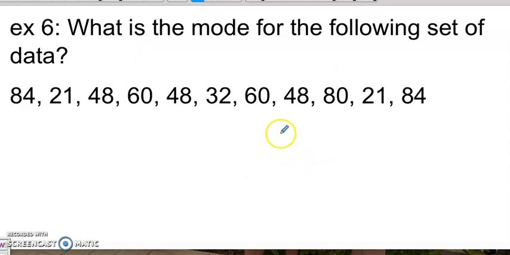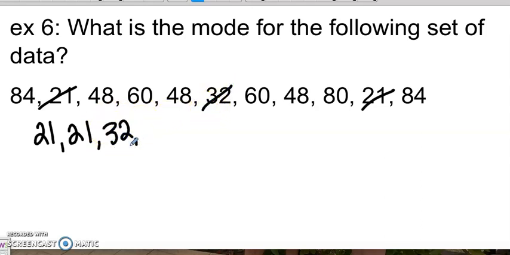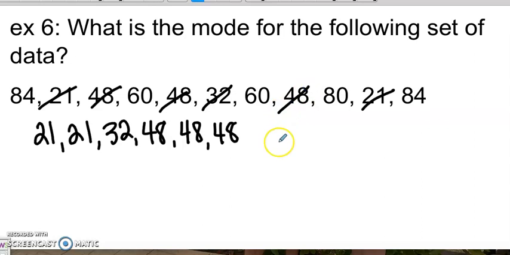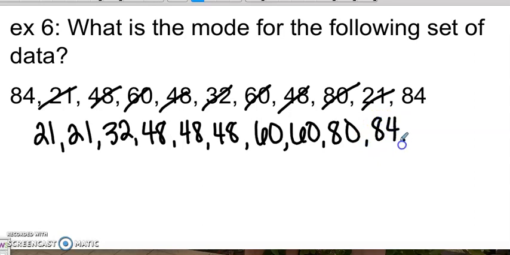And the last one, what is the mode for the following set of data? So go ahead and on mode, again, put them in order from least to greatest so you can see all of the numbers that you are dealing with. 2. Looks like 48 is going to come next. Oh, got another 48 and another 48. Okay, looks like I got 2 60s. I got an 80 and 2 84s.